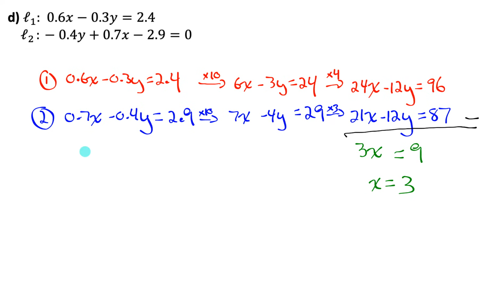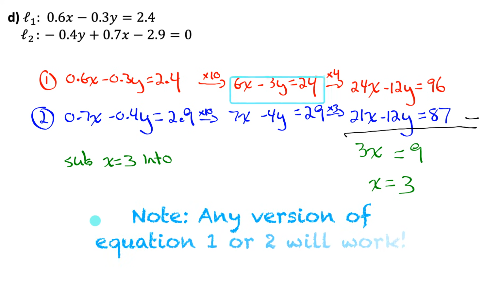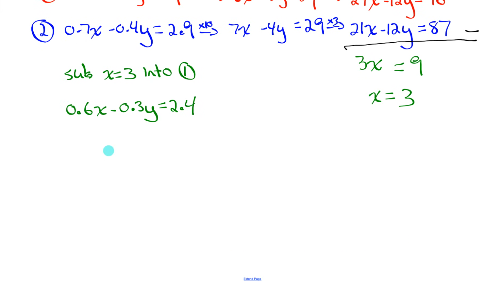And I take that solution for x and sub it into either original equation. So let's sub x equals 3 into either original equation, equation 1 or equation 2. I'll sub it into equation number 1. So I've rewritten equation 1, and now I'm going to sub my answer for x into this. 0.6 times 3 is 1.8.